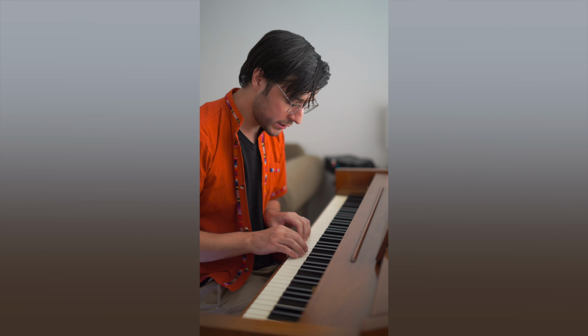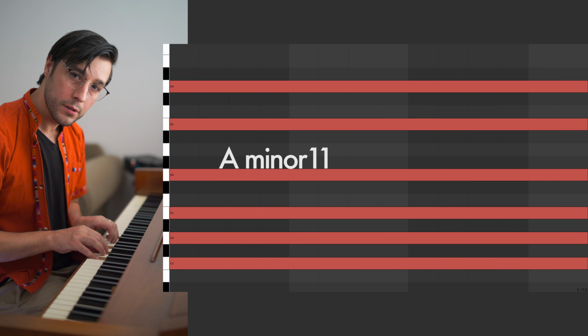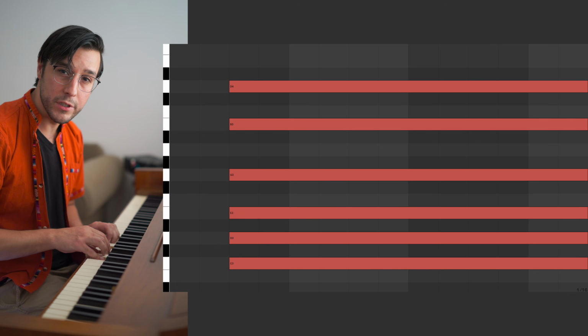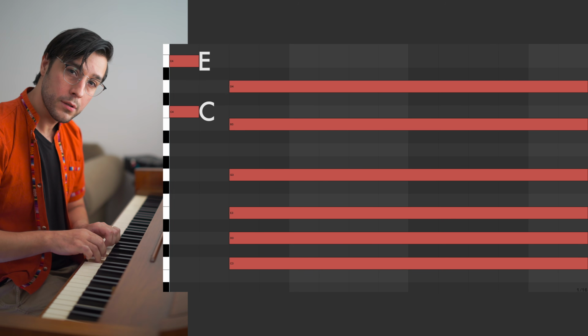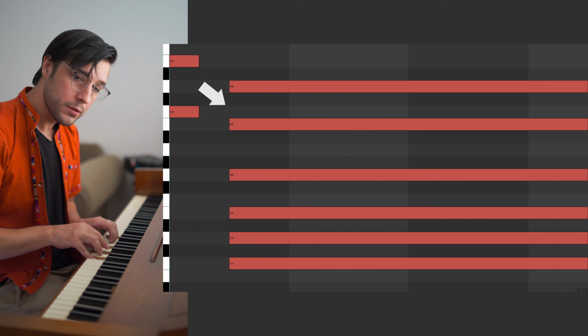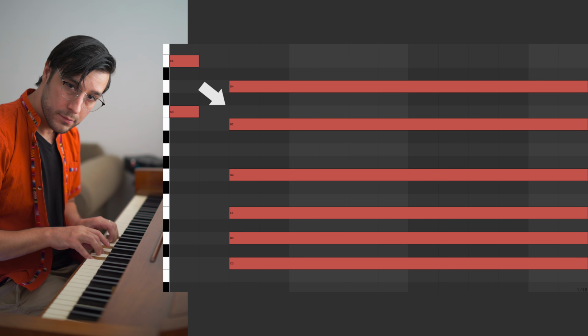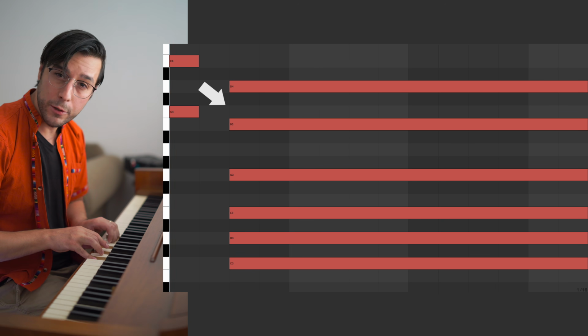I liked the sound of taking this A minor 11 voicing and preceding it with the top 2 notes 1 note above in the scale. Now we've got a riff.